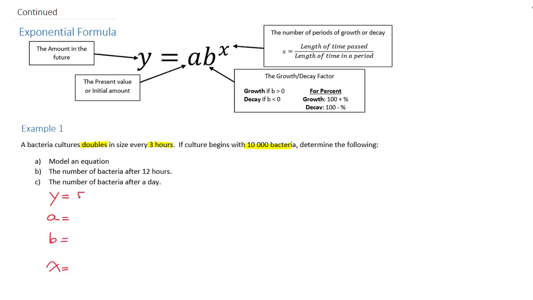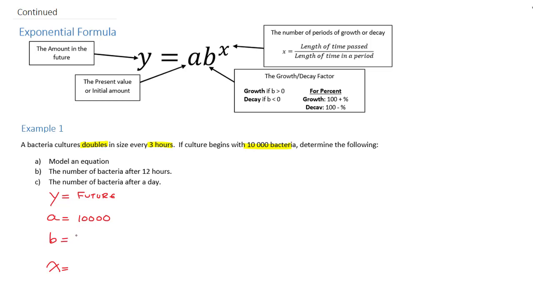So Y is going to be our future amount. We don't know the answer to that in this question because we're going to find out. A is how much you're starting with. We're starting with 10,000 bacteria. Now B is how much is it growing by or shrinking by, growing or decaying by. Now we're doubling, so you can basically make B 2.